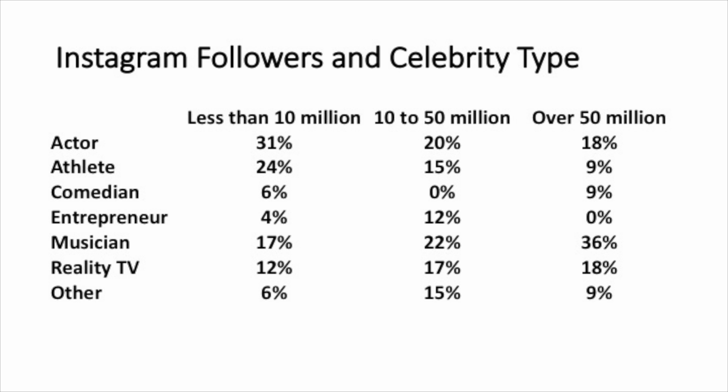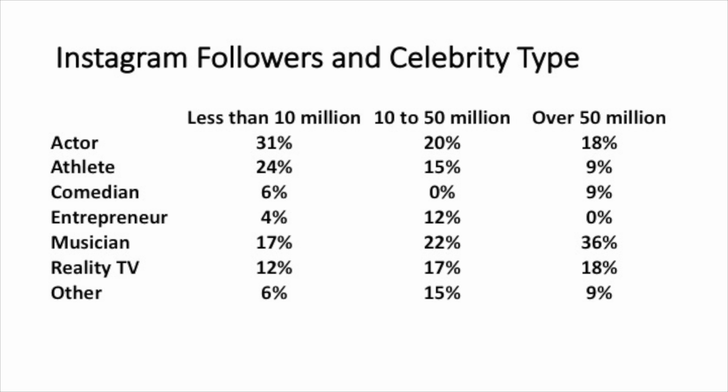Here's a cross-tabulation table where we took the second approach of dividing the counts in each cell by the column sums. So here we see, of those celebrities with less than 10 million Instagram followers, 31% of them are actors, 24% of those with less than 10 million Instagram followers are athletes. Going down the column a little bit, you see that 12% of the celebrities that have less than 10 million Instagram followers are reality TV stars.